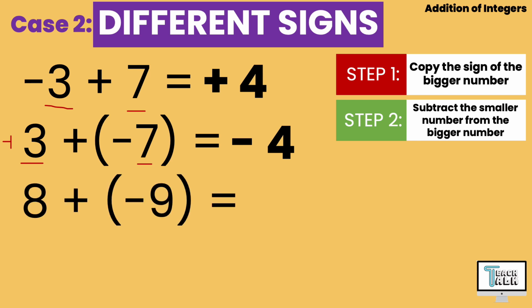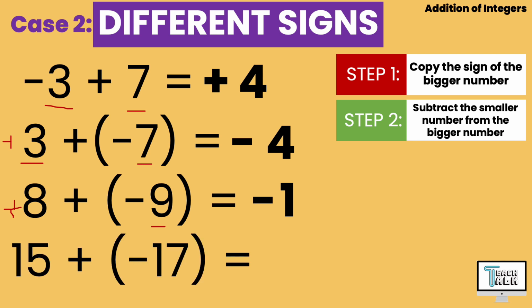Okay, let's have a next example. 8 plus negative 9. How about this one? Ang sign ni 8 is positive. Ang sign ni 9 is negative. Copy the sign of the bigger number. Mas malaki si? Tama, si 9. Tama? Ang sign ni 9 is negative, so the answer is also negative. Subtract natin ang mas maliit from the bigger. We have 9 minus 8, that is 1. Therefore, 8 plus negative 9 is negative 1.